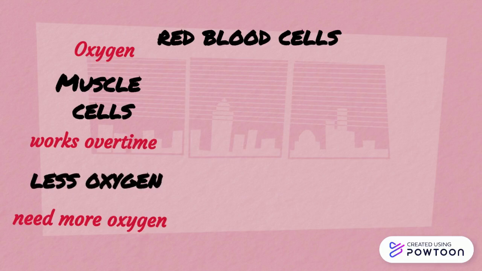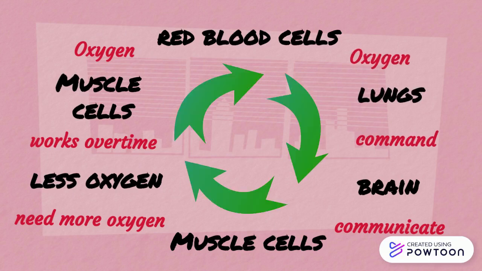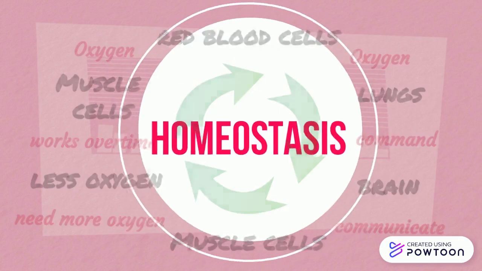But when muscle cells work overtime, they consume more oxygen, so the oxygen will be deficient and they will communicate with the brain to ask for more supply. Then the brain will instruct the lungs to gather and distribute more oxygen to be delivered by the red blood cells in the circulatory system, so more oxygen is supplied and the balance, or homeostasis, is restored.